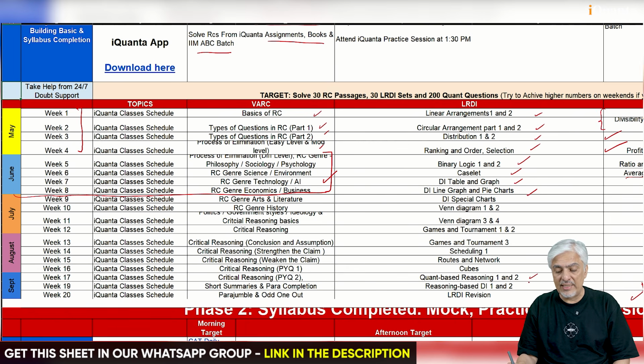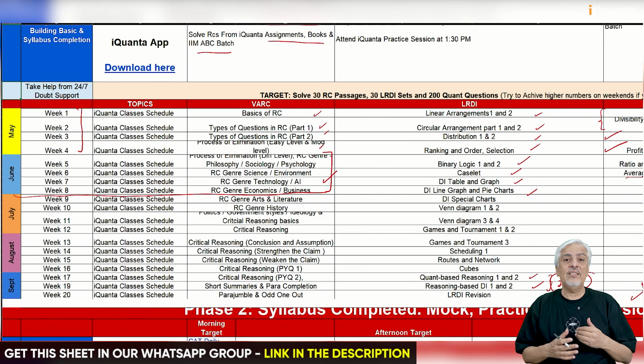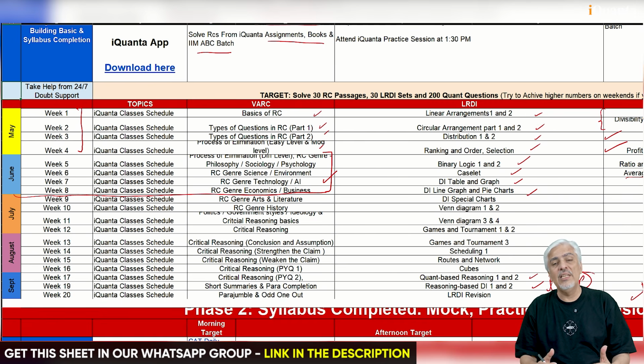There'll be Quant-based reasoning and reasoning-based DI. These, I think, now are the most important topics in LRDI. The way CAT is, again I'm saying the same thing, it's no longer pure DI or pure LR. It's always a little bit of logical reasoning with some Quant-based puzzle. Yes, there might be one set, like in CAT 25, I remember there was one puzzle set which was completely based on DI.